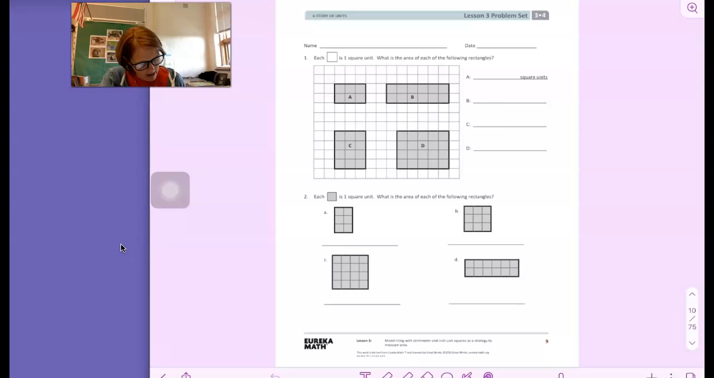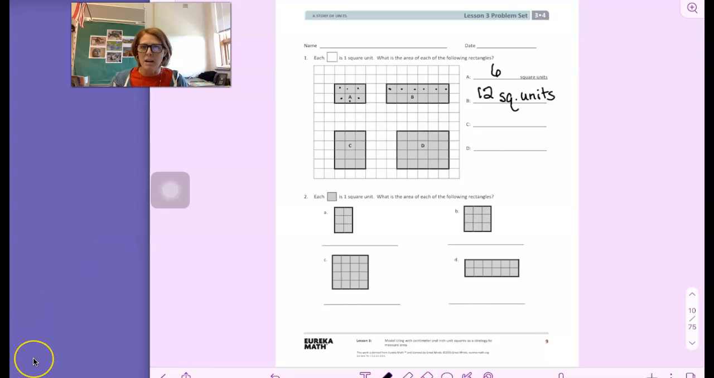So letter A, I'm going to count 1, 2, 3, 4, 5, 6. That's all we have to do. So 6 square units. Letter B, rectangle B, I'm going to count by twos because I can see that each column is 2 spots. So I'm going to count 2, 4, 6, 8, 10, 12. 12. And I'm going to abbreviate square units. You can abbreviate square with SQ period. It has to be exactly like that. Go ahead and do letters C and D and come back to check your work.